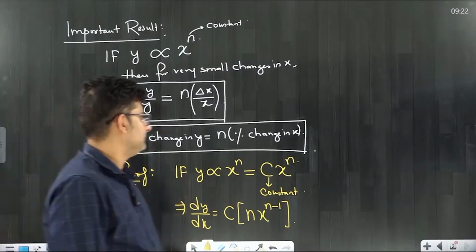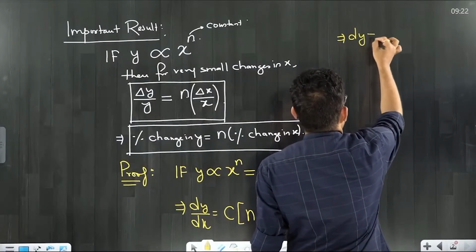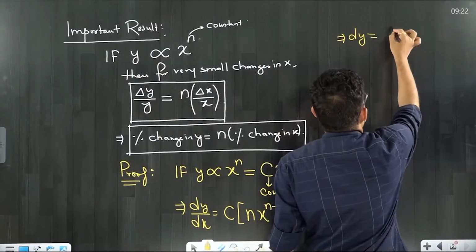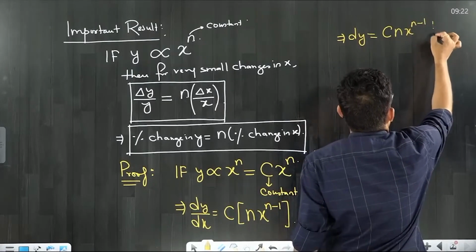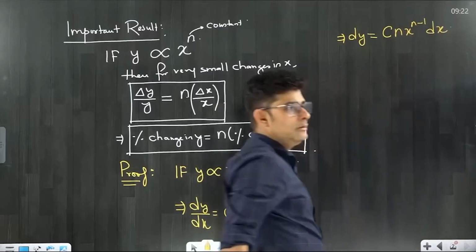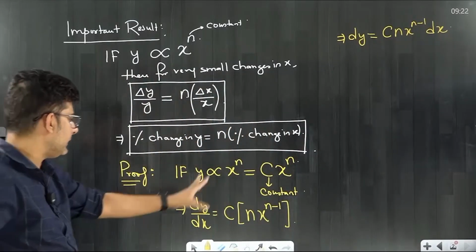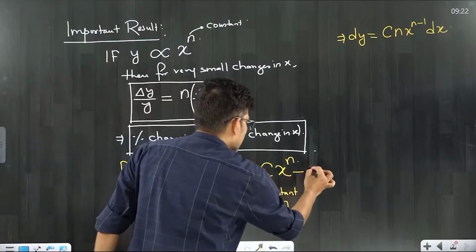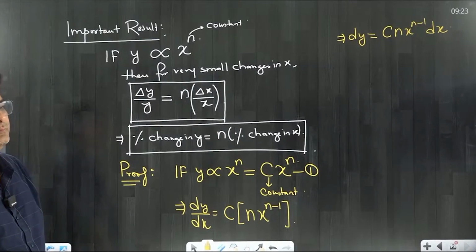Clear? Now see, if I take dy on one side, I will write c n x to the power n minus 1 into dx. Is it clear? Just see, I have written it on one side. Let's call this equation 1. Can I write like this or not? Reply fast.